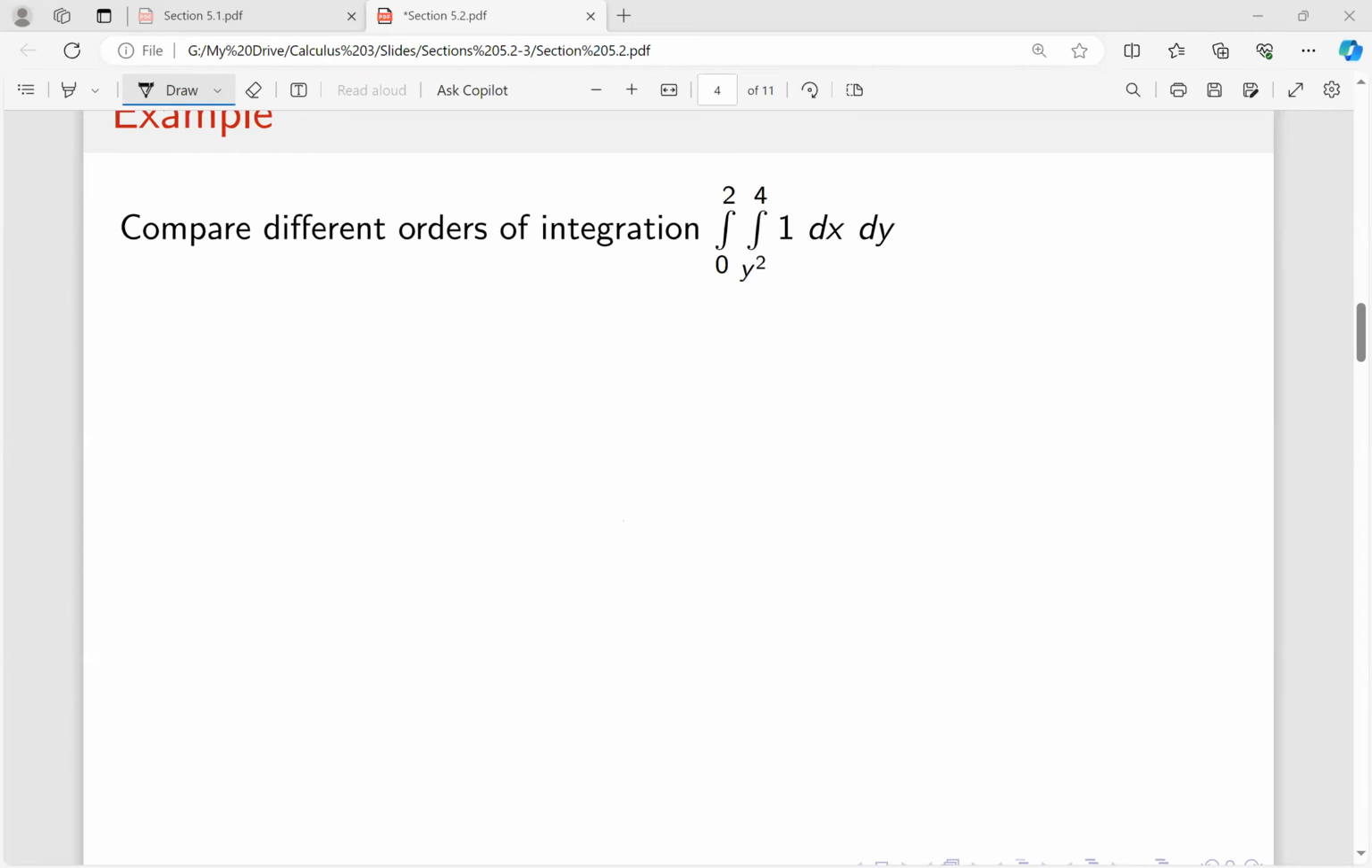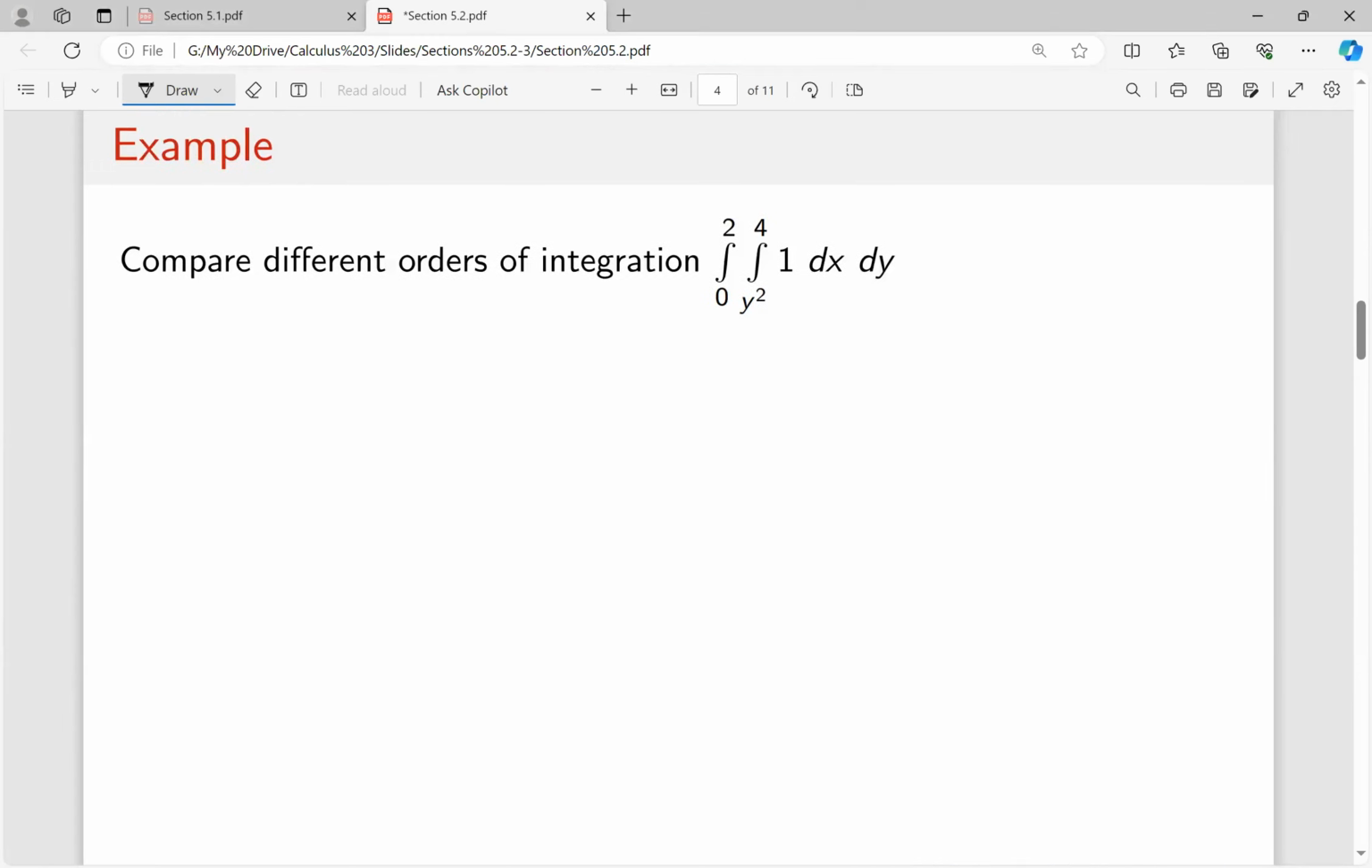Okay, let's try another example. In this example, I want to talk to you about changing the order of integration. And so I picked an integral with a very, very simple function so that we can focus on the region of integration. So this is my function, constant function 1, and this is my region of integration.